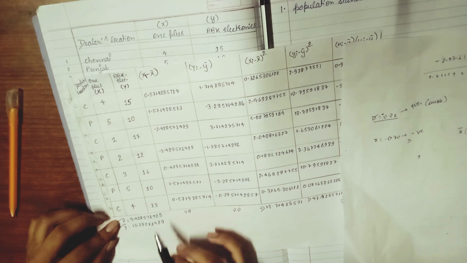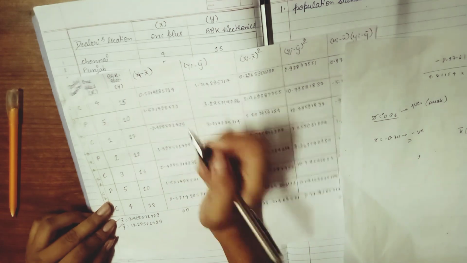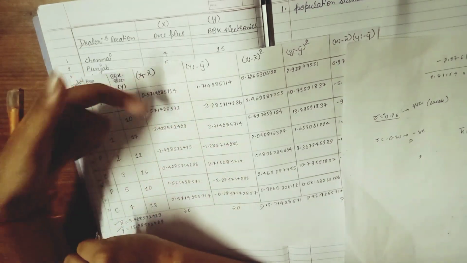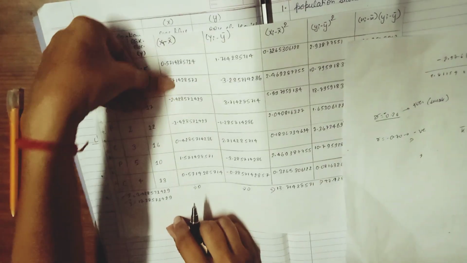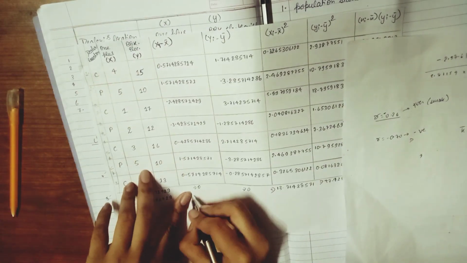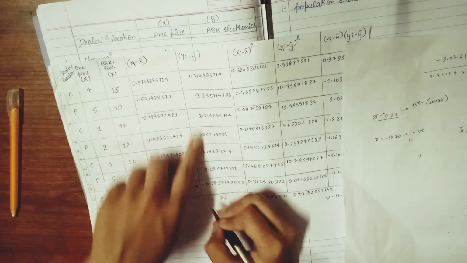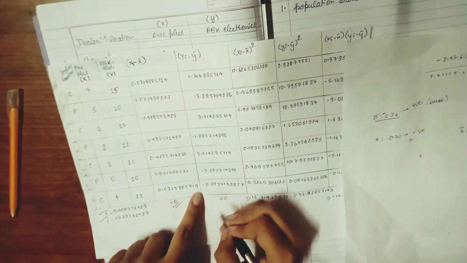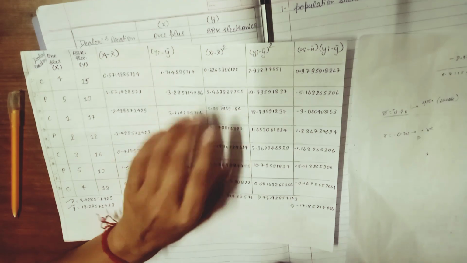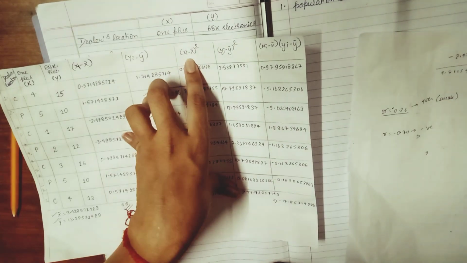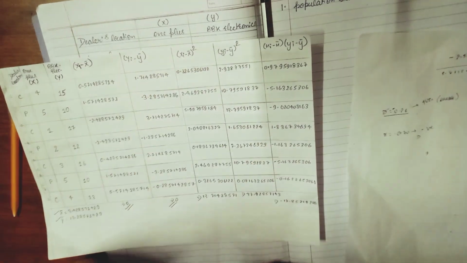One important thing to note down is that when we do the summation of all xi minus x bar, we'll get 0 as the result. Similarly, when we do the summation of yi minus y bar, we'll again get 0. That is, when we try to add all the terms of xi minus x bar, we will get 0.